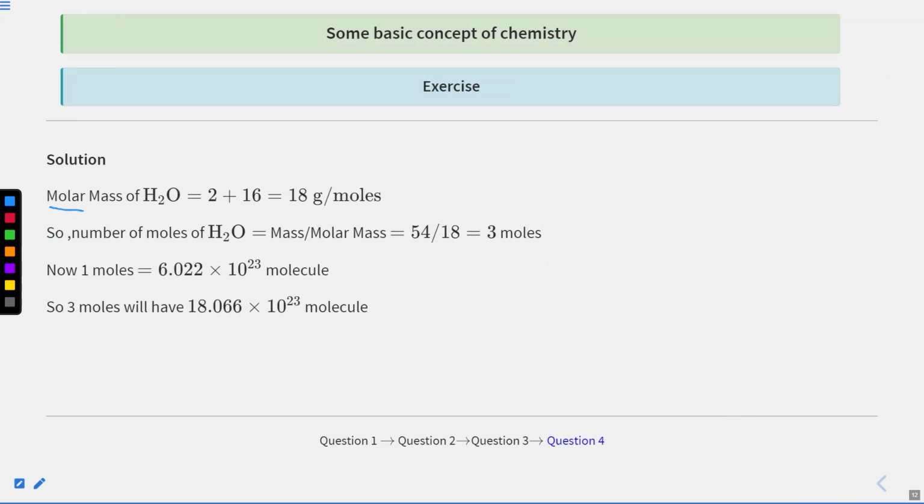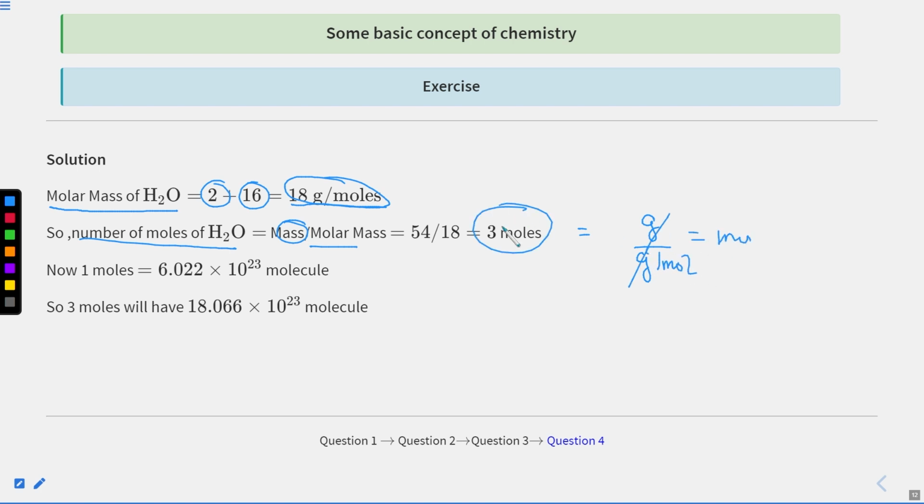First, what we have done, we have calculated the molar mass of H2O, that is the mass of 2 hydrogens plus the atomic mass of 1 oxygen. That brings us to 18 gram per mole. We should be clear about this unit also. To calculate the number of moles, it is given mass by molar mass. So given mass is 54 gram and the molar mass is 18. Mass is represented in grams and molar mass in gram per mole. So that would give us 3 moles.